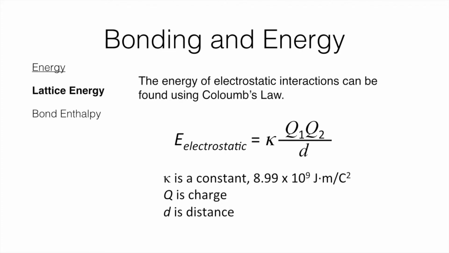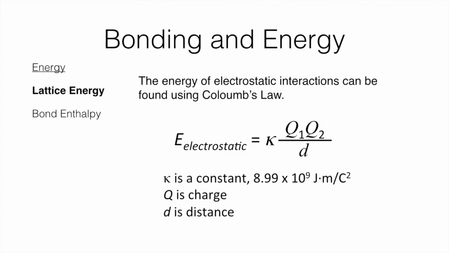So we can measure that energy using Coulomb's law. I mentioned in the last video that ionic bonding was largely governed by Coulomb's law, and here we have it in itself. So the energy that's released is equal to K, or Coulomb's constant, times the charge of both species involved.